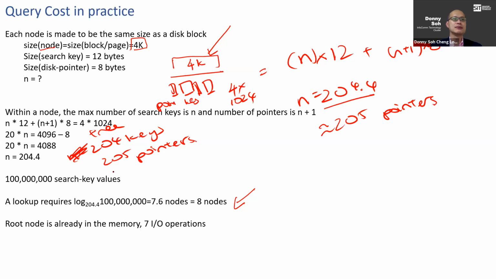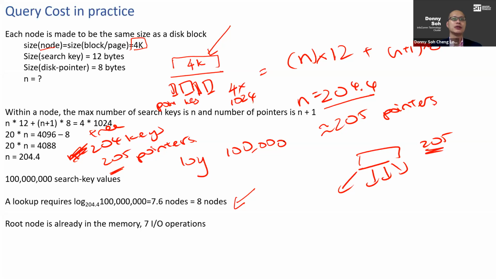If my tree has 205 pointers, it means that the fan out is 205, so a 205 way fan out. If it's a 205 way fan out, what we would have to do is take the log of 100 million base 205. I think this is going to give us 7 point something, which we are going to see. Okay, so this is how we solve this question.